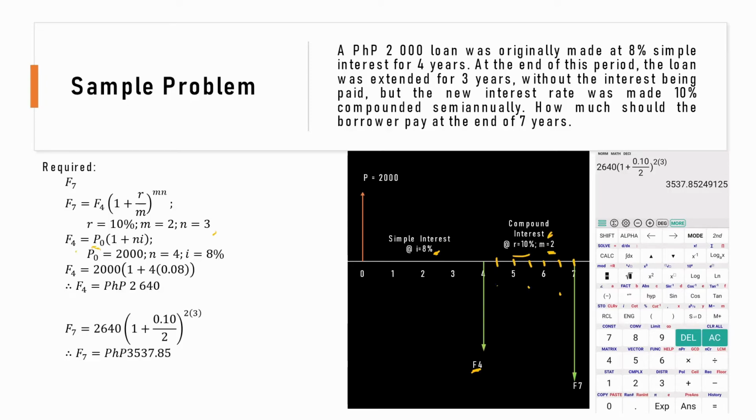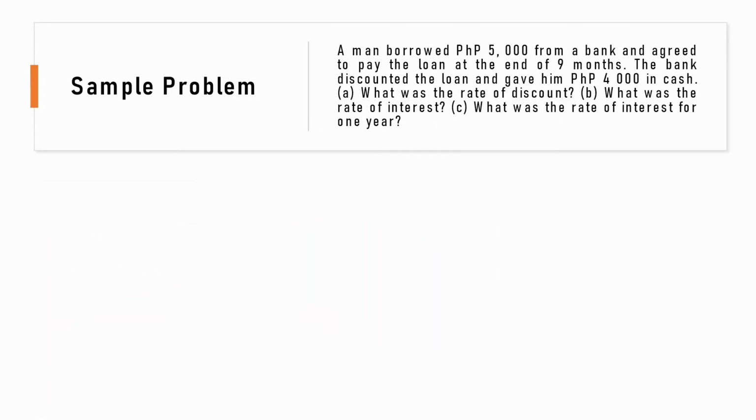A man borrowed 5,000 from a bank and agreed to pay the loan at the end of 9 months. The bank discounted the loan and gave him 4,000 in cash. What was the rate of discount? What was the rate of interest? And what was the rate of interest for 1 year?